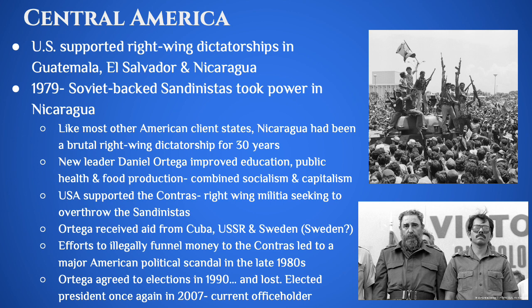And their goal was to overthrow the Sandinista government. Ortega got aid from Cuba, as we said, from the Soviet Union, and from Sweden, which is sort of a weird country to be thrown into that mix. There was a huge political scandal in America in the late 1980s because our government was illegally funneling money to pay the Contras. And this was specifically banned by the United States Congress. They said, you can't help the Contras.